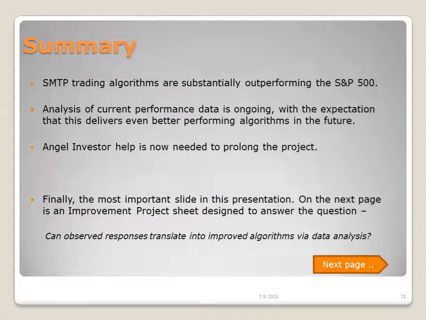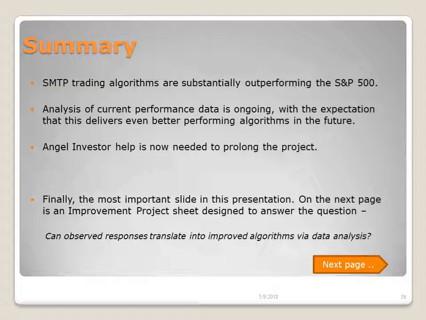So, in summary, SMTP trading algorithms are substantially outperforming the S&P 500. Analysis of current performance data is ongoing, with the expectation that this delivers even better performing algorithms in the future. Angel investor help is now needed to prolong the project. Finally, the most important slide in this presentation.